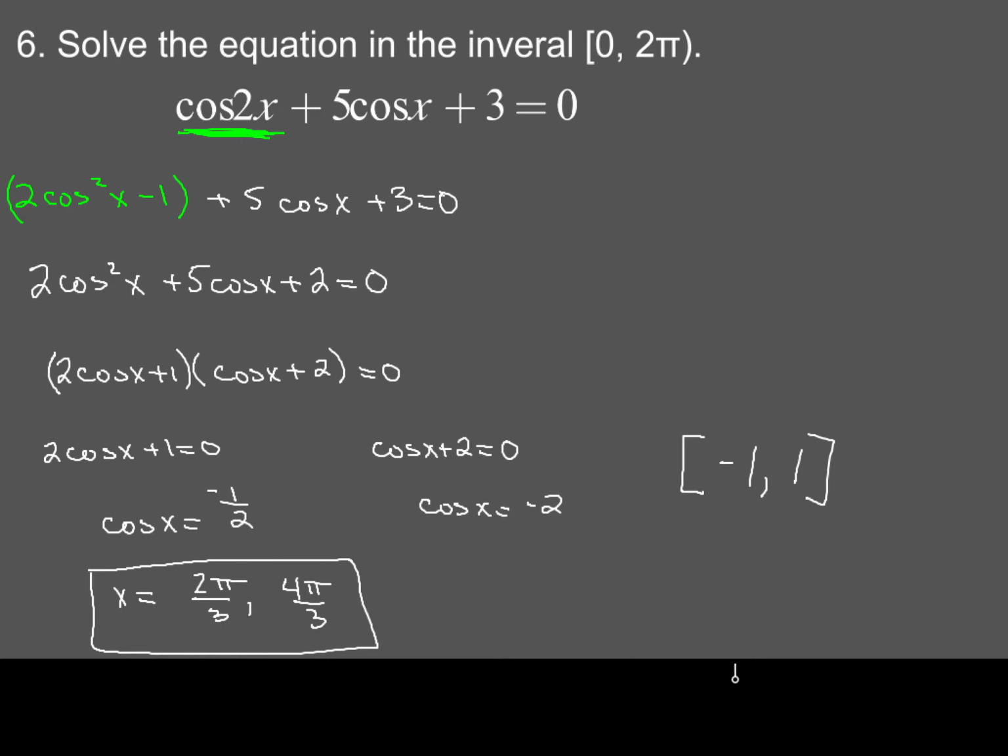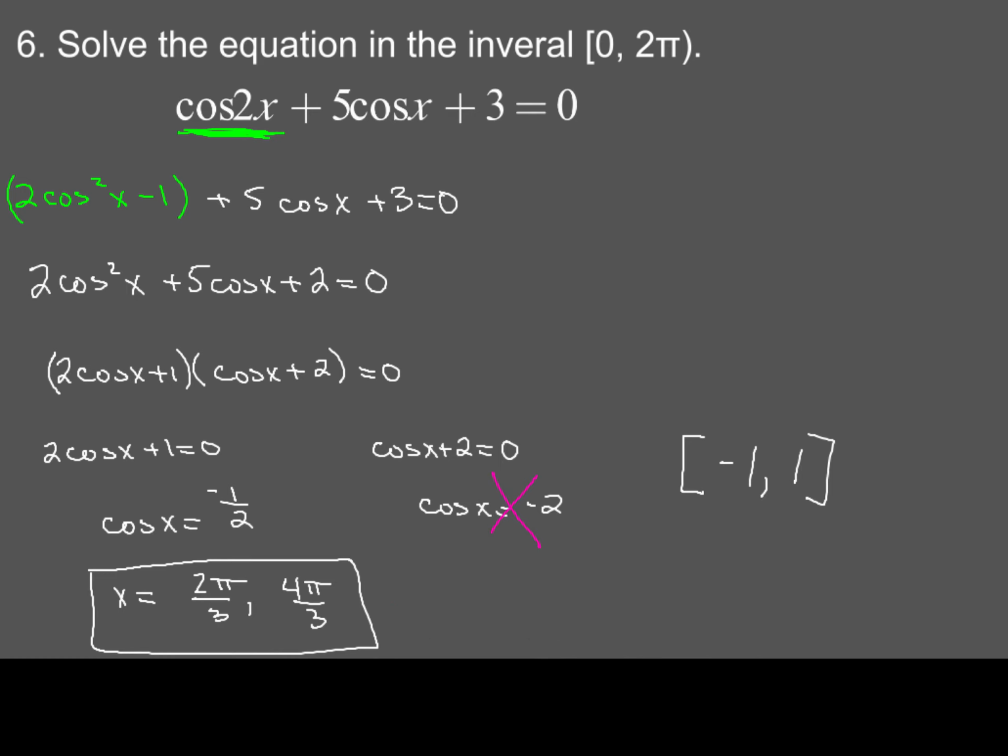But on the right-hand side, cos x equals negative 2, there is no solution that will give us that as an answer, because negative 2 is outside of that restriction from negative 1 to 1. Therefore, we do not even have to worry about that piece of it at all. Cosine x equals negative 2 doesn't give us any solutions. So our only 2 solutions are x equals 2 pi over 3 and x equals 4 pi over 3.